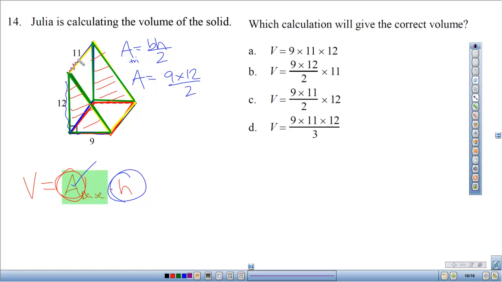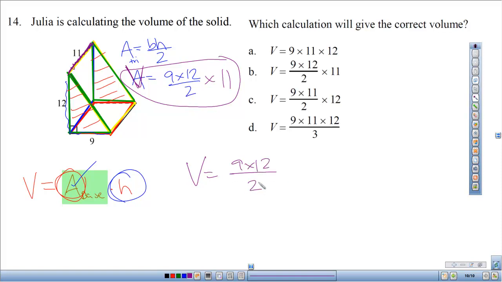And can everyone see that that would make 11 the height of this prism, even though it's not pointing straight up? All right, so we would take all this and multiply it by 11. This is how you would work out the volume. You change that to volume because we've added on the 11. So volume would equal 9 times 12 divided by 2, the area of the base, times the height. That's the volume. And which one matches with that? Can you see it would be letter choice B is the one that matches?